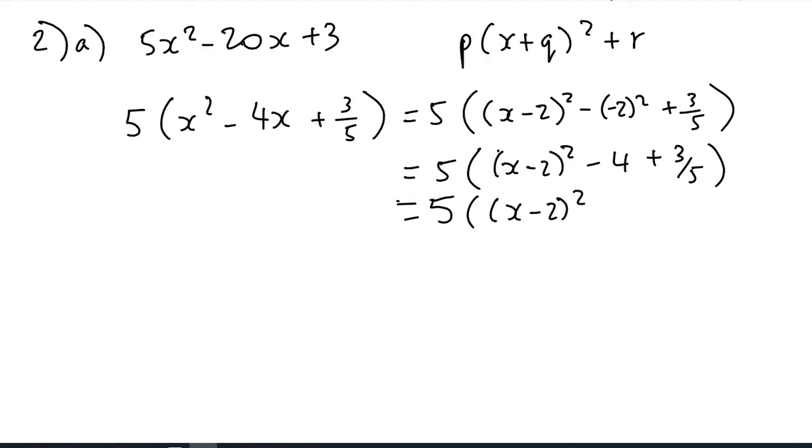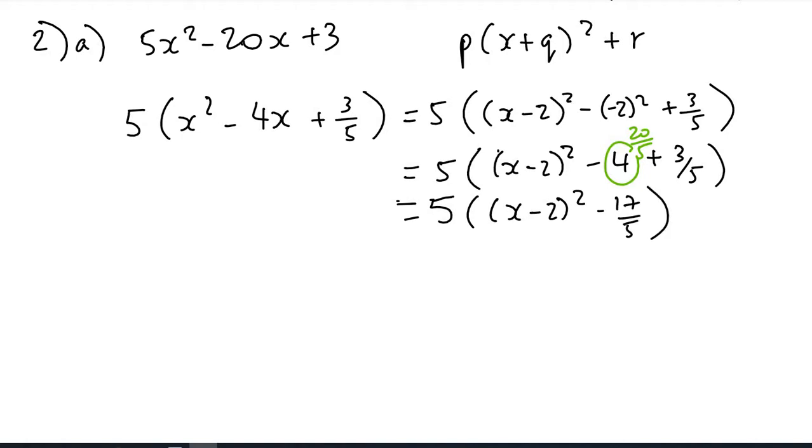So what I would do with that, just grab another colour, that 4, you can turn it into a fraction over 5 by saying it's minus 20 over 5, it's minus 4. So minus 20 over 5 is minus 4. If you use it like that, that's going to be minus 20 over 5 plus 3 over 5, which is minus 17 over 5.